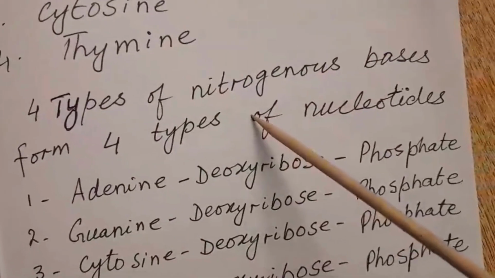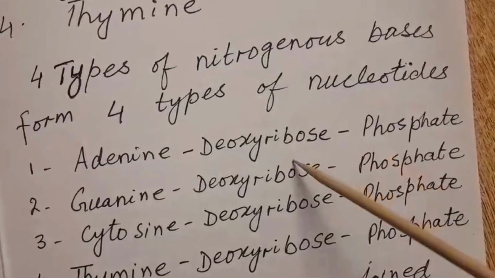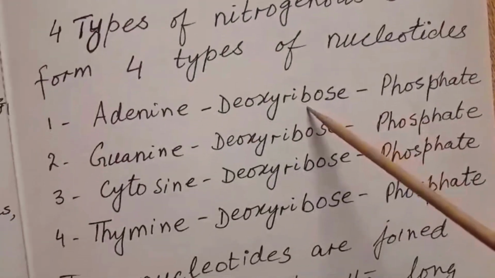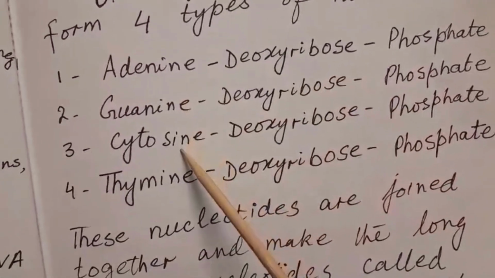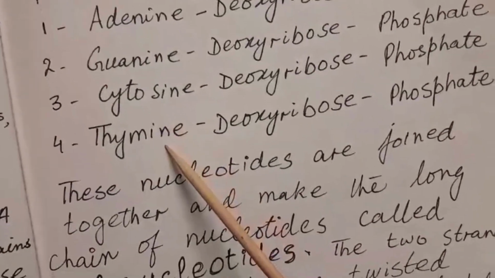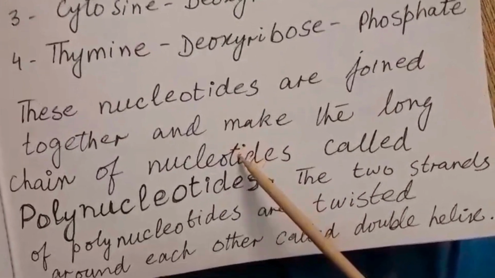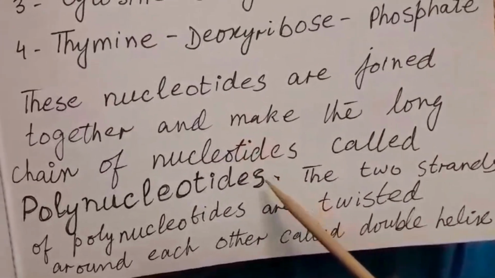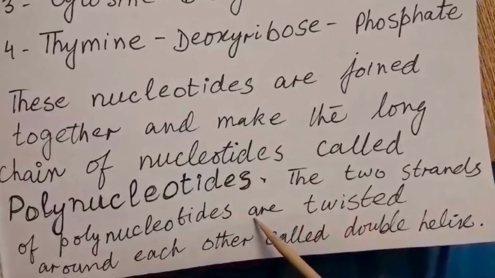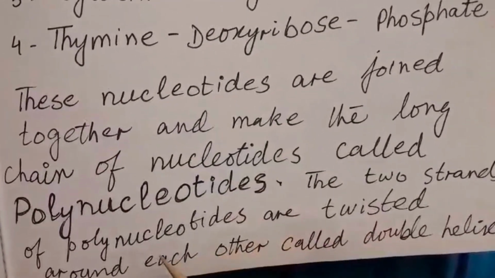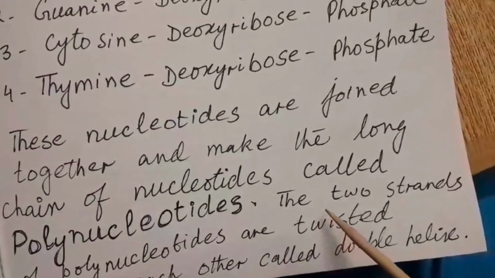When these 4 types of nitrogenous bases combine with the phosphate and the sugar, they form the 4 types of nucleotide. So we have adenine nucleotide, guanine nucleotide, cytosine nucleotide, and thymine nucleotide. These nucleotides are joined together and make a long chain of nucleotides, which is called a polynucleotide. The 2 strands of polynucleotides are twisted around each other, called the double helix structure of DNA.